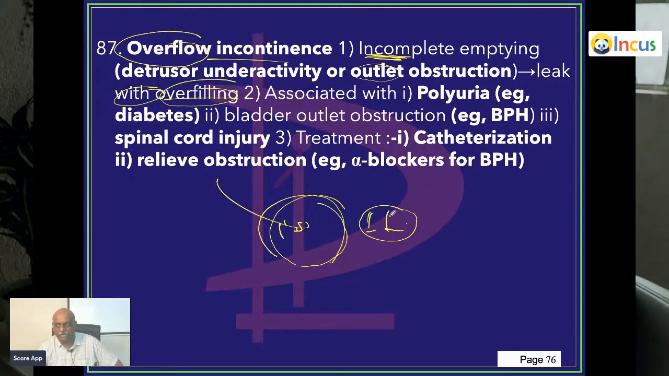a 1 litre bottle. If you pour 2 litres of urine into it, what happens? It will overflow. And any bladder outlet obstruction like BPH or spinal cord injury that creates an atonic bladder.